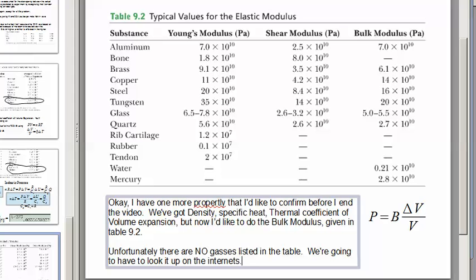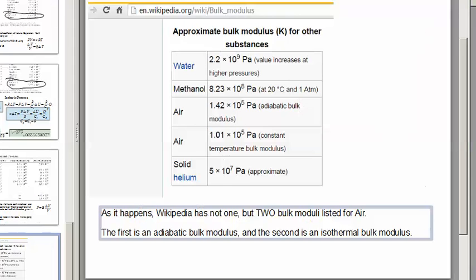Okay, I have one more property that I'd like to confirm before I end the video. We've got density, specific heat, thermal coefficient of volume expansion, but now I'd like to do the bulk modulus given in table 9.2. Unfortunately, there are no gases listed in the table, so we're going to have to look it up on the internet. As it happens, Wikipedia has not one, but two bulk moduli listed for air. The first is an adiabatic bulk modulus, and the second is an isothermal bulk modulus.